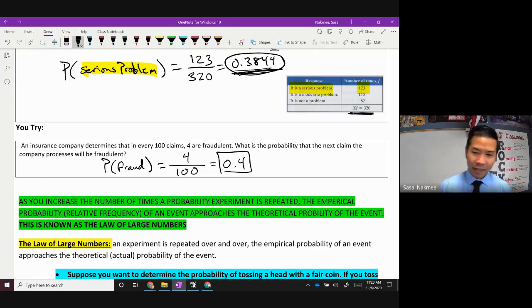How you guys doing? You guys doing all right? Does this probability stuff seem okay? It seems deceivingly easy, doesn't it?